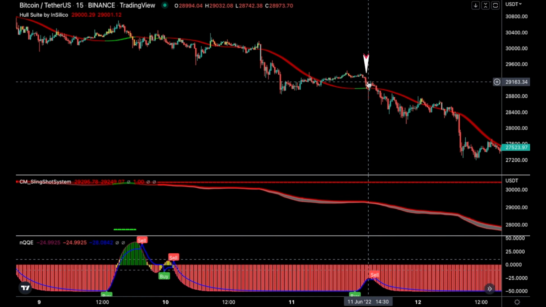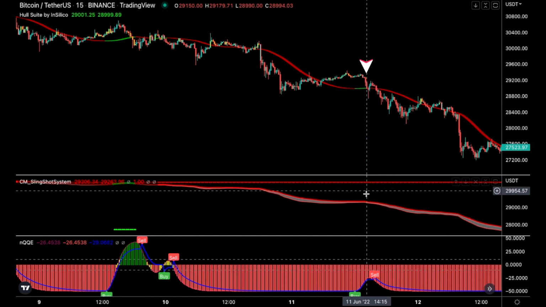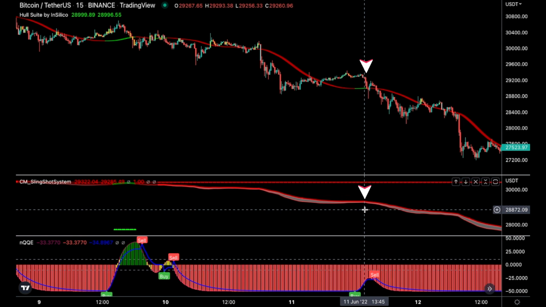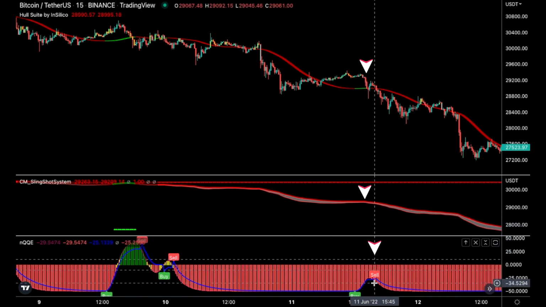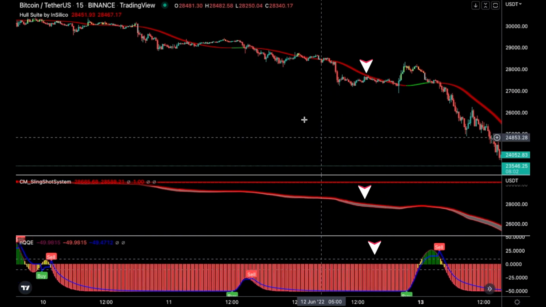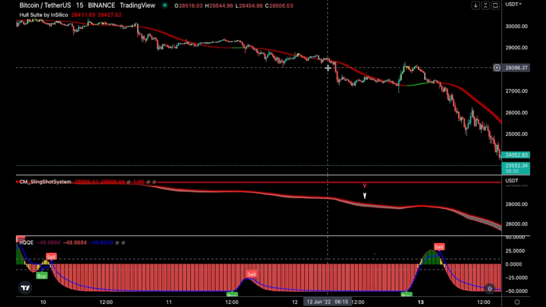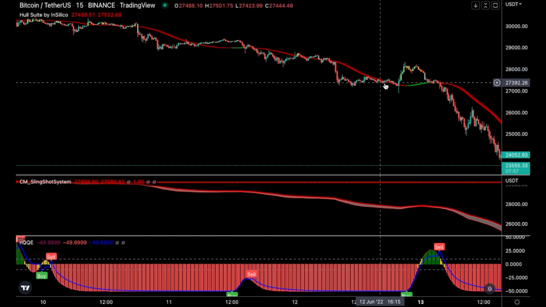Right here, the Hull Suite indicator gave a sell signal again. CM Sync short system is also in the sell zone, and soon after we got a sell signal in the normalized QQE indicator. We went short over here and there was a good downside.